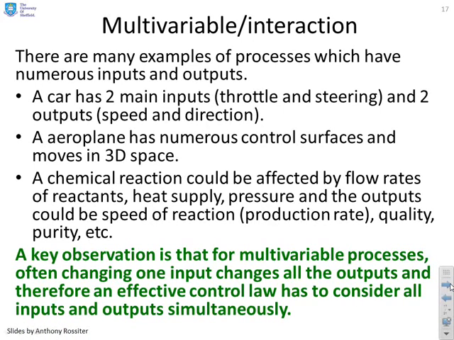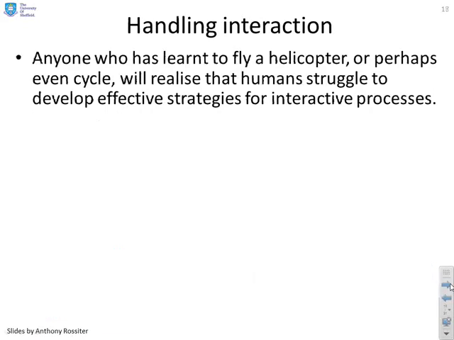So a key observation that you need to be aware of is if you have a multivariable process, something with many inputs and many outputs, then often changing a single input will change, here's the key word, all of the outputs. And therefore an effective control law has to consider all the inputs and outputs simultaneously. You can't break them up into this input looks after this output and the second input looks after the second output. They all interact, and so you have to consider them all simultaneously. And anyone who's learnt to fly a helicopter will perhaps realize this best.